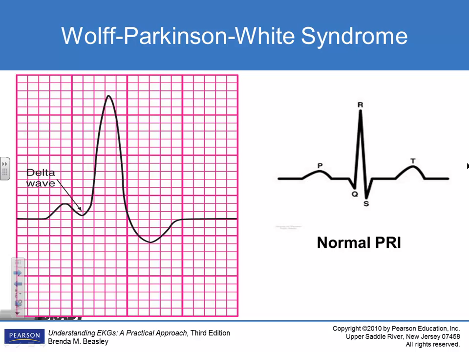All right. Yeah, here's your normal PRI. Here you've got this little delta wave where you can't really see here you've got this little flat plateau that you measure as part of your PRI. Here it's not flat, it slopes up to the QRS. That's how you'll recognize that. Y'all okay with that? That was an easy one.